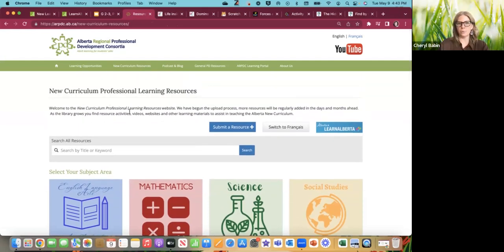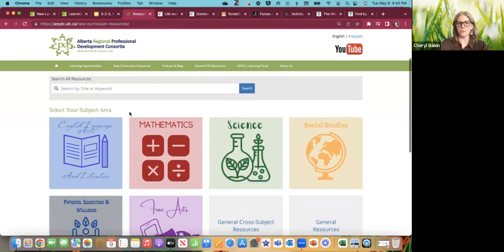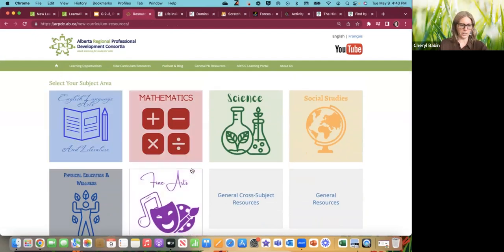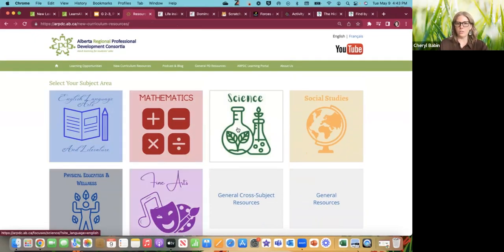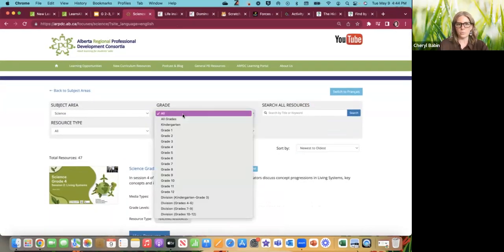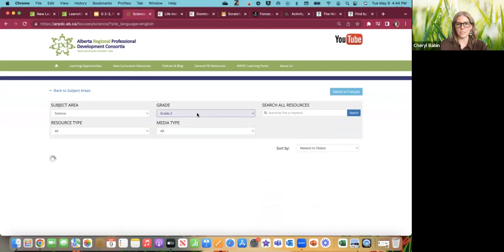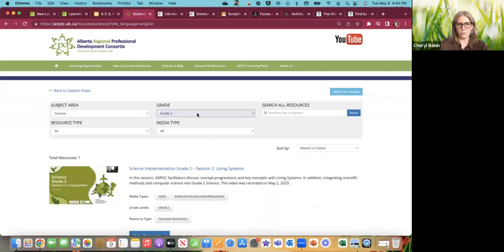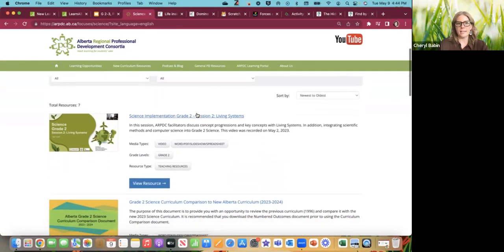The new curriculum professional learning resources. There are resources in all of the subject areas so far. And when you go into science, you will see that you can toggle between different grades. So you can select, I'm going to do grade 2 just for this example. And several of my colleagues have been working on specific slide decks and webinars, as well as resources that go right into a particular organizing idea.